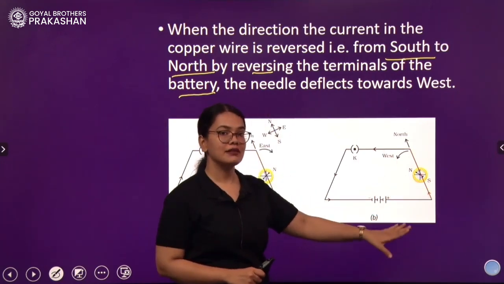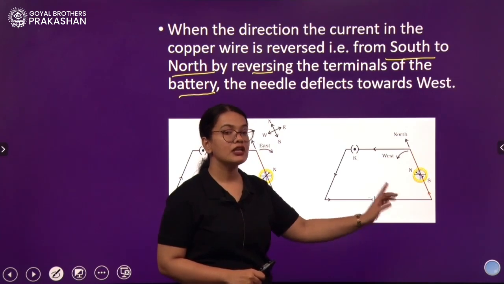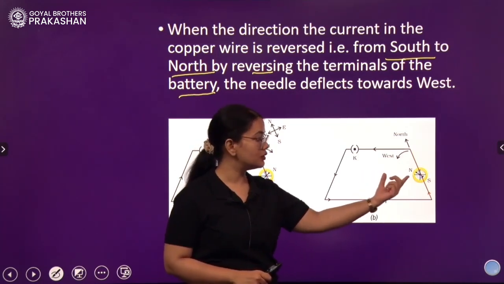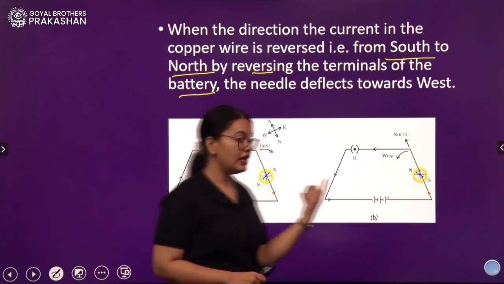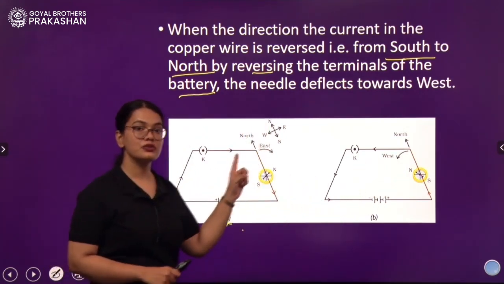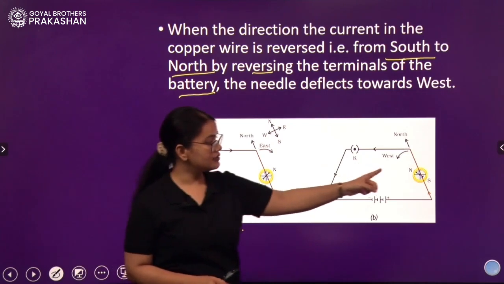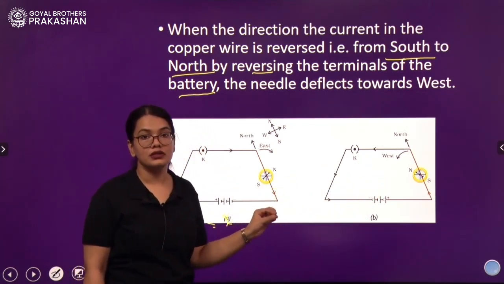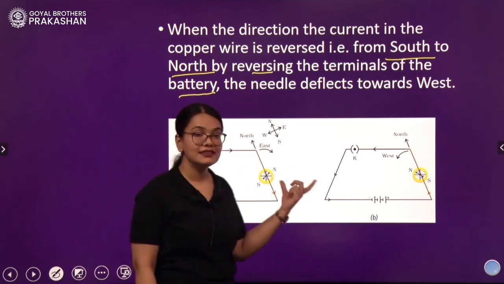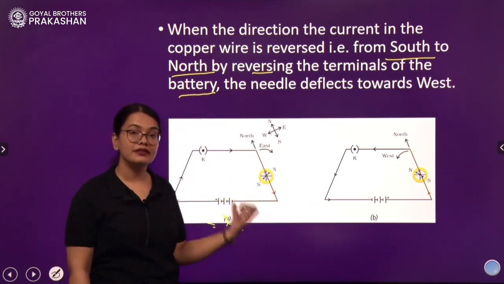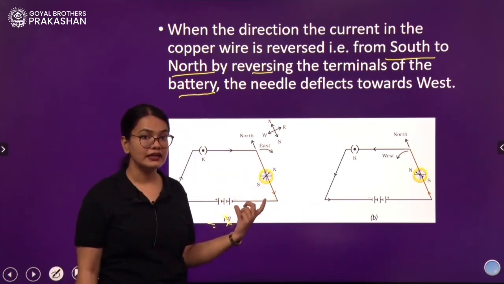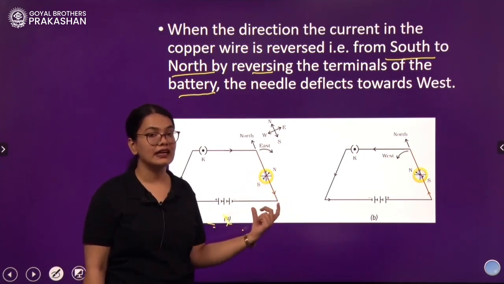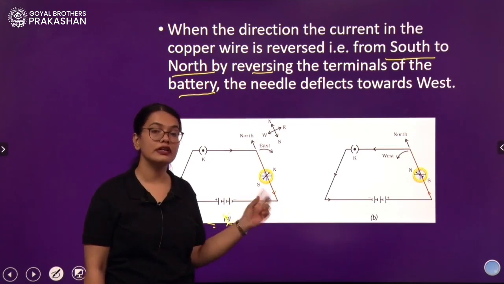When we have this type of current direction, the deflection of the magnetic needle compass is towards the west. In the earlier case, the deflection was towards the east. In this case, we are getting it towards the west. This is a direct relation. So, this proves that whenever we reverse the direction of the current, the direction of the magnetic field so produced by the current carrying wire is also reversed.